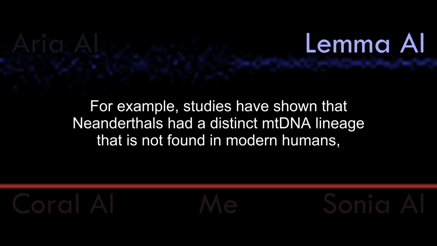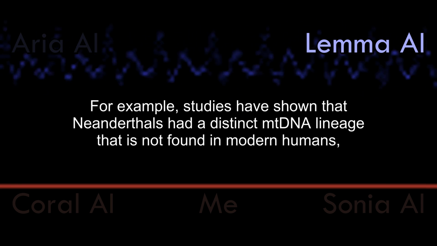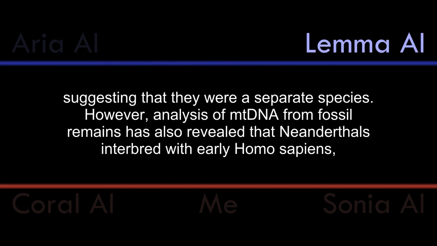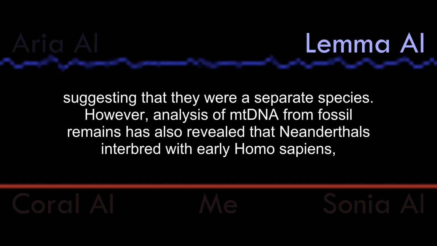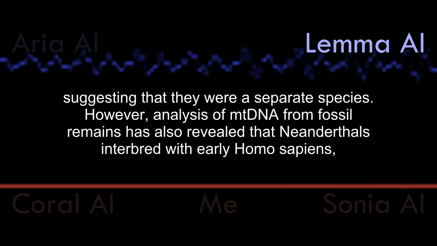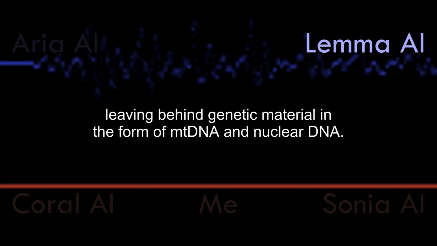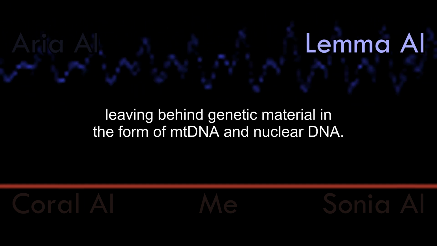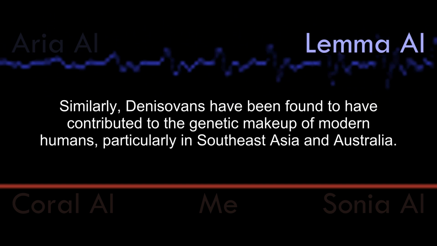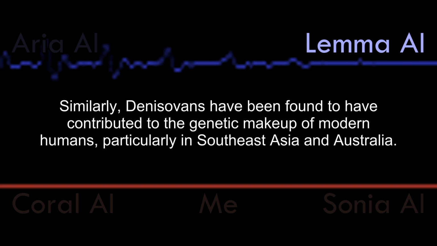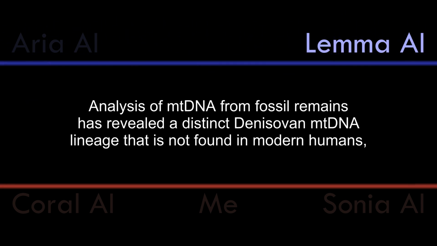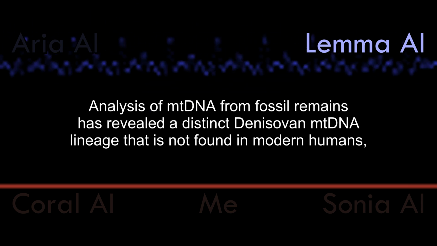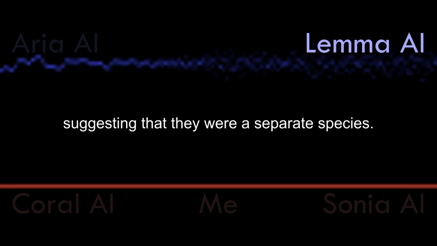For example, studies have shown that Neanderthals had a distinct mtDNA lineage that is not found in modern humans, suggesting that they were a separate species. However, analysis of mtDNA from fossil remains has also revealed that Neanderthals interbred with early Homo sapiens, leaving behind genetic material in the form of mtDNA and nuclear DNA. Similarly, Denisovans have been found to have contributed to the genetic makeup of modern humans, particularly in Southeast Asia and Australia. Analysis of mtDNA from fossil remains has revealed a distinct Denisovan mtDNA lineage that is not found in modern humans, suggesting that they were a separate species.